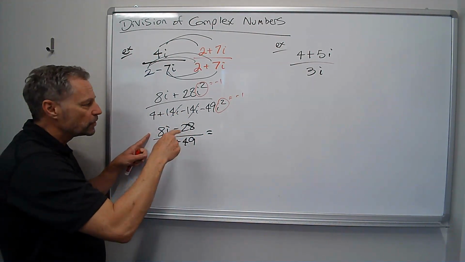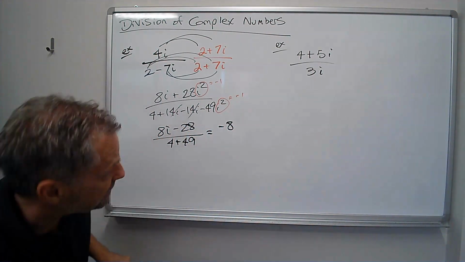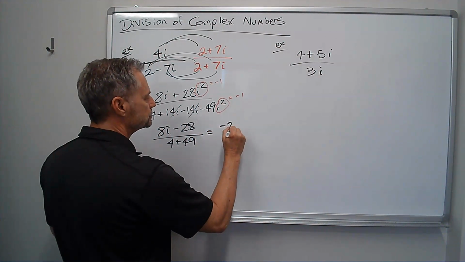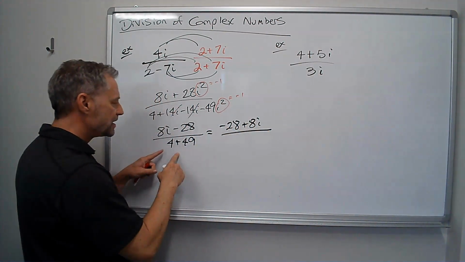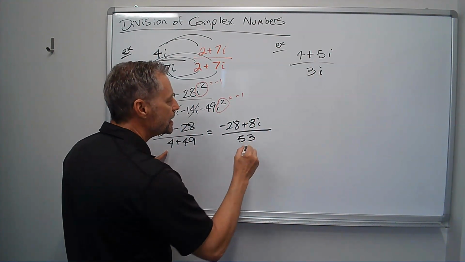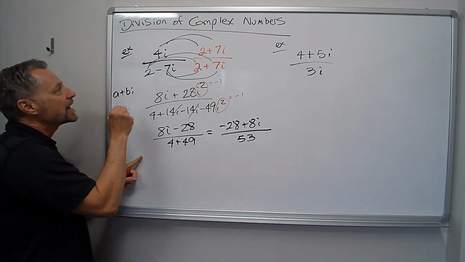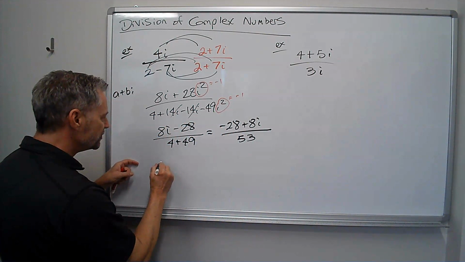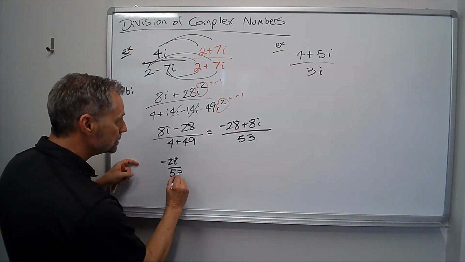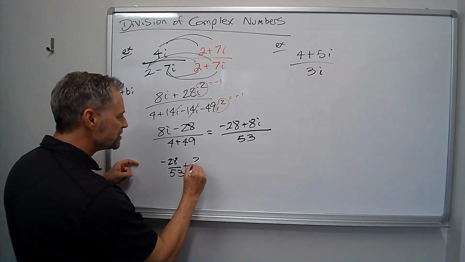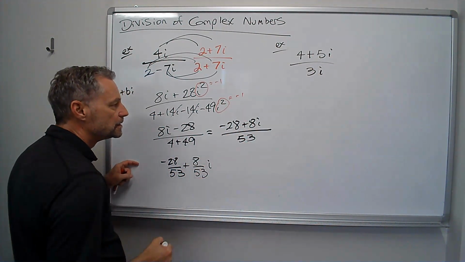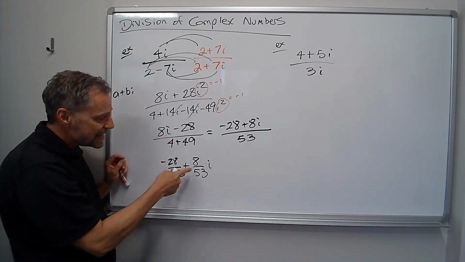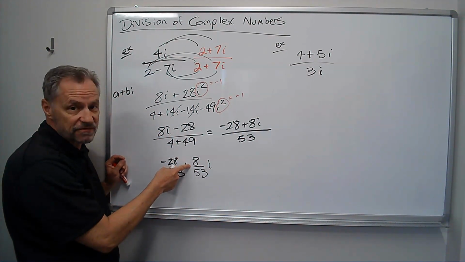Now, usually we're going to reorder the top, negative 28 plus 8i. And on the bottom, I'm going to get my 53. And we want to write it in the form a plus bi, kind of like this was. Well, so we just break that up as two separate fractions. Negative 28 over 53 plus 8 over 53 i. So the 8i over 53, I just pulled the i out in front, so it looks like a plus bi. So I see, oh, that's a, the negative 28 53rds, and b is 8 53rds, and then the i at the end.